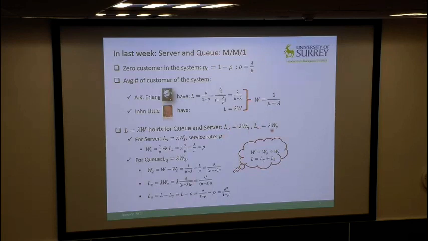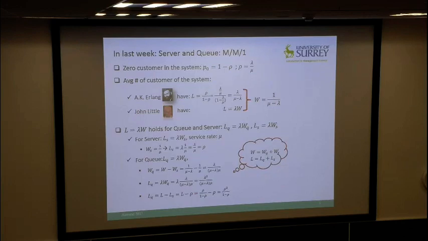So this is a pretty simple relationship. But for most cases, these are the equations you will need to calculate whatever questions are given in the exam for the queuing system. So this is all we had last week. Not quite difficult, isn't it?